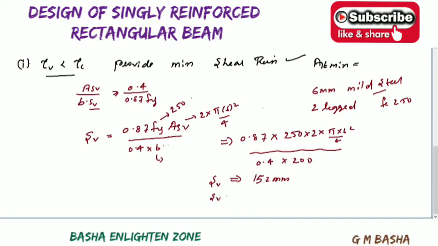Sv should not be greater than 0.75 times d. If you calculate this, 0.75 d in terms of effective depth, which is 160, you will get 120 mm. So 0.75 times d is 120 mm. And again, Sv should not be greater than 300 mm. These two things will be mentioned in your code book also.